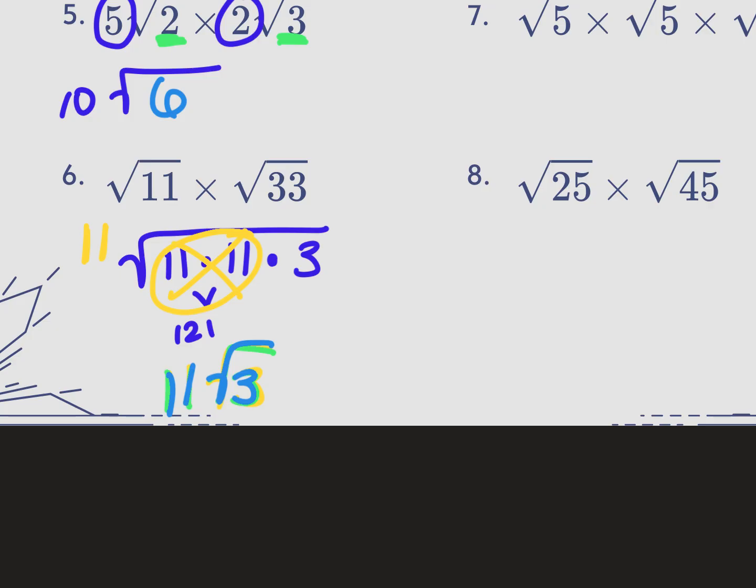But that's, you're making it bigger. When you simplify it and break it, you want to make it smaller. You want to make it in its most simplest form.